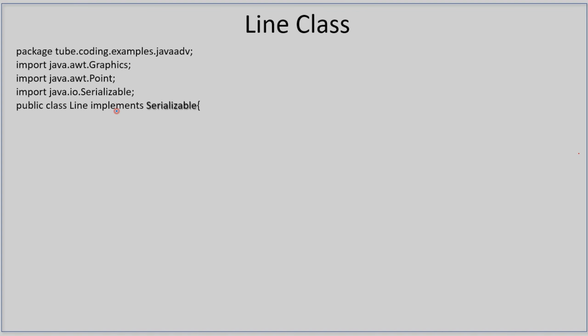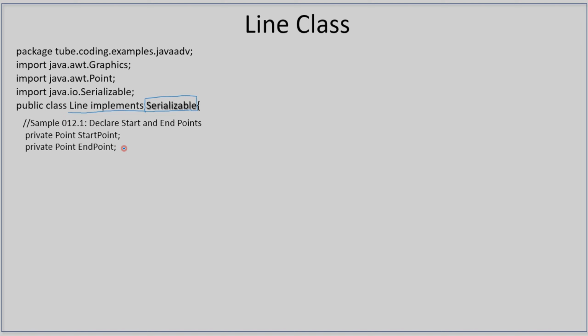Now let's look at the Line class. Here if you see, our Line class implements the Serializable interface. Once you mark this Line class as Serializable, the instances of the Line class can be streamed.